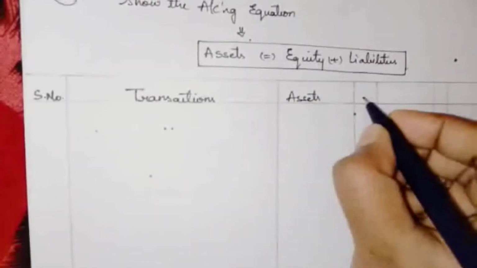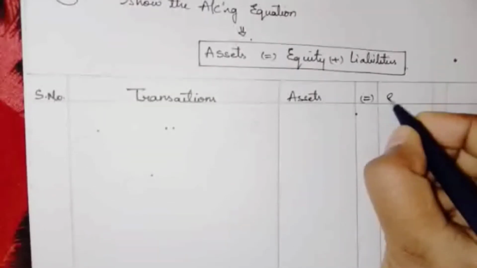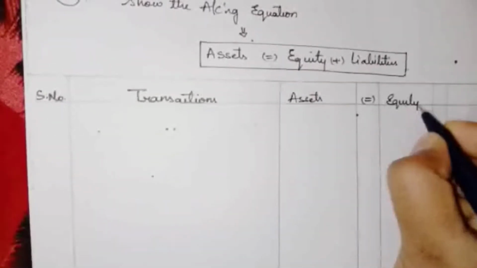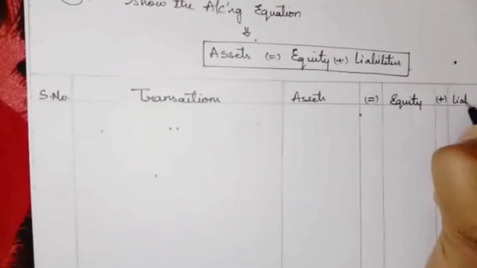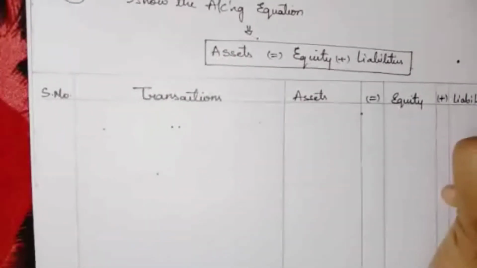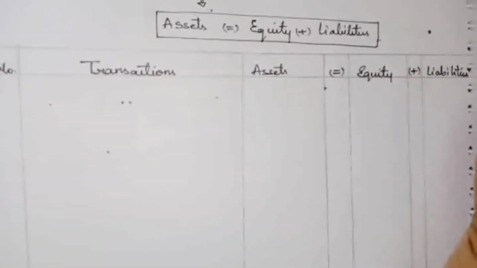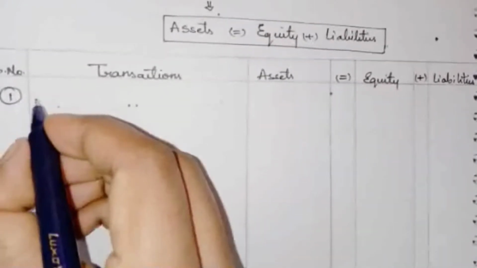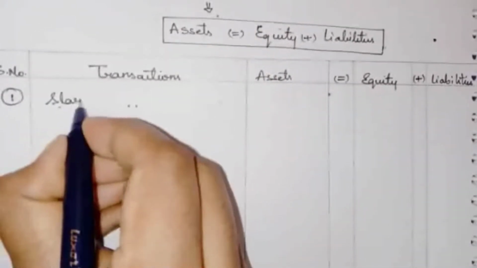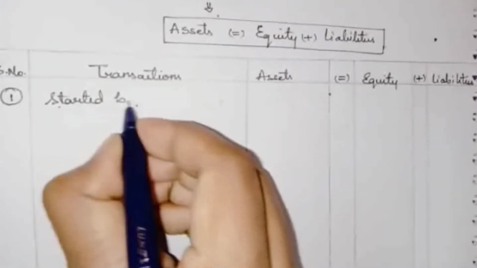Here we will make columns for the serial number, transactions, and then the format is different here, that is the assets column equal to equity plus liabilities. So it is a bit different compared to previous problems. The presentation is different but the accounting is the same.